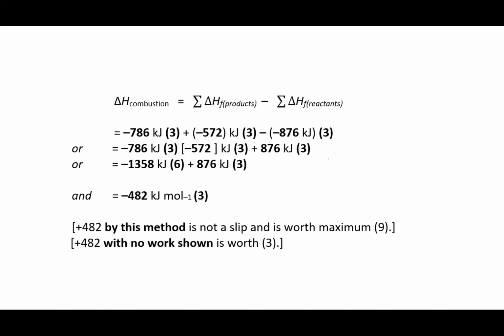You can also do it using this method here, where the delta H of combustion is equal to the sum of the delta H of the products minus the sum of the delta H of the reactants. So you have your minus 786 plus minus 572 minus 876, and that works out to your minus 482. So either method is fine. 12 marks going for that for your full marks.